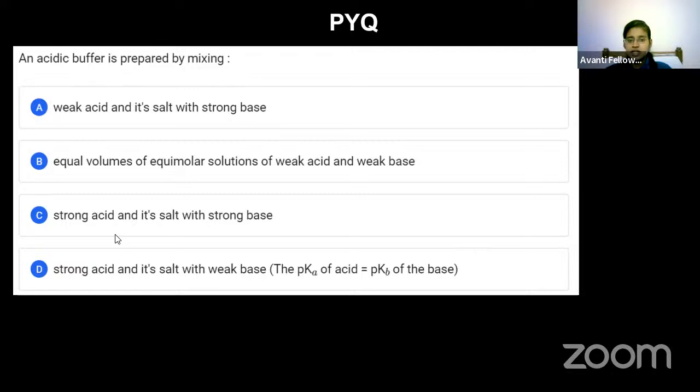Acidic buffer is a mixture of. Option D, no. Option D is not the answer, my dear. What about others?